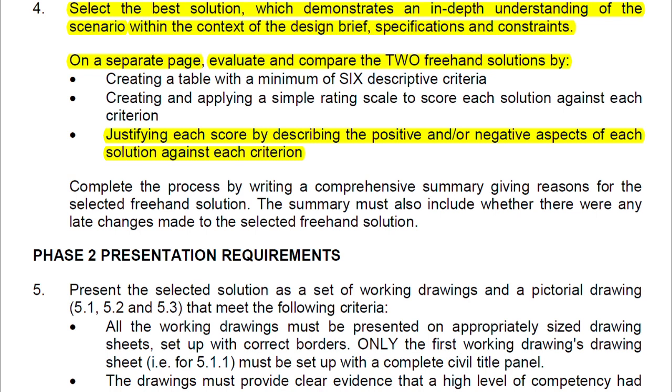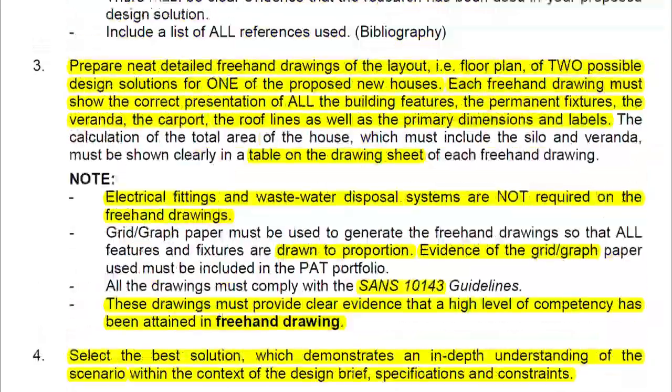Complete the process by writing a comprehensive summary giving reasons for the selected freehand solution. A comprehensive summary, people, that's not 3 bullet points. That's a 2 to 3 paragraph summary that you have to write at the end of your evaluation. The summary must include whether there were any late changes made to the selected freehand solution. So when you're looking through your freehand solutions and evaluating them, you might pick up on something that you want to change or add, and then you have to mention it here. Okay, so let's stop there, and today we're just focusing on the actual freehands.